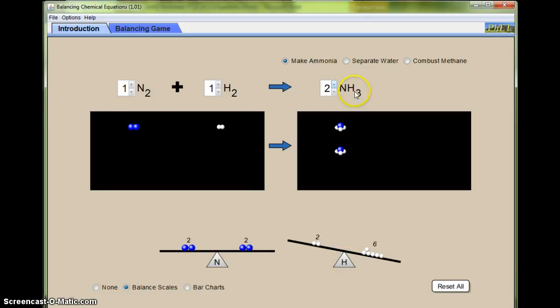I can look up here how many hydrogens. There's 2 times 3, 6 hydrogens over here. 1 times 2, only 2 over here, okay? So I need to put more on this side. So I can increase this number until it's balanced. One thing you can do is look at the balance scale. I see I didn't increase it enough, so I can increase it again. Another thing you can do is look at the numbers. 2 times 2 is 4. Well, it's still not 6, so I need to increase it again. And look, when you get it right, you get a happy face, and you can see it's balanced.